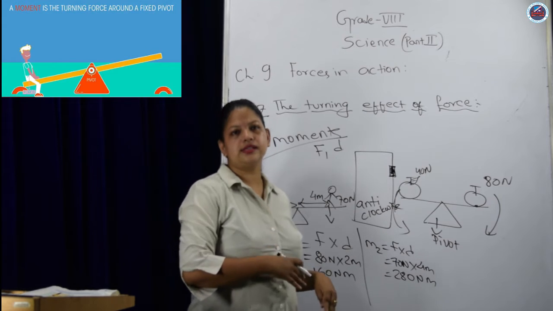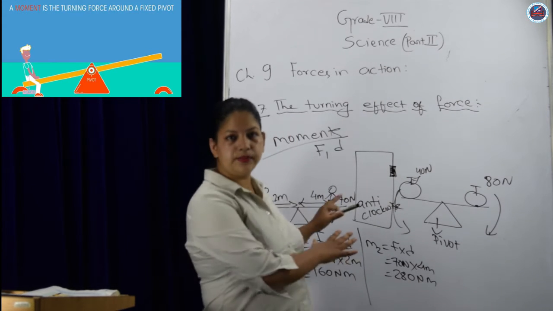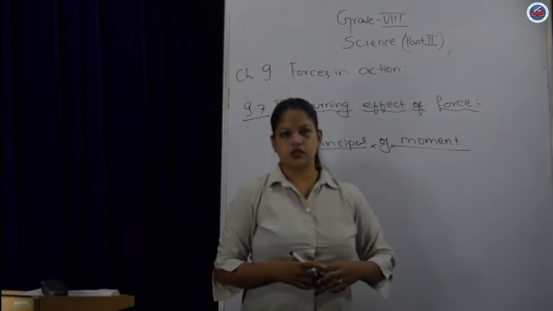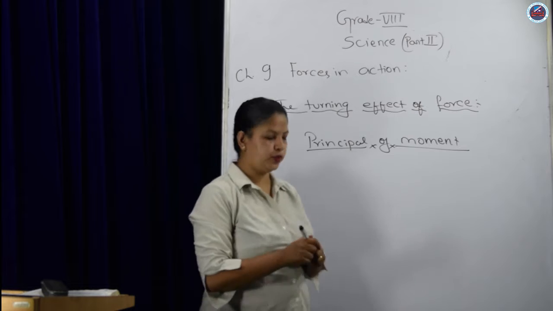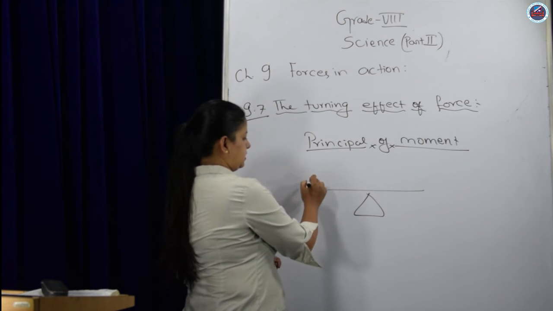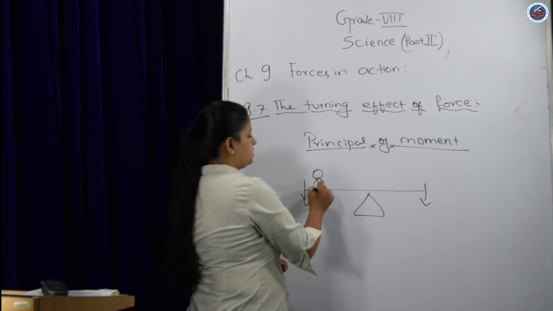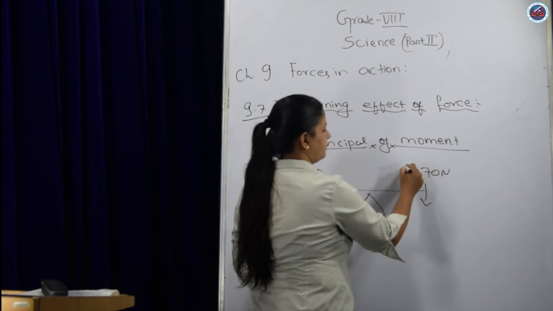Now, there is another thing also. We call it the principle of moments. In a similar case, principle of moments. What does it say? The principle of moments says that through a fixed point pivot, if force is being applied in this direction also, here also, suppose here a person is applying 80 Newton, here 70 Newton.